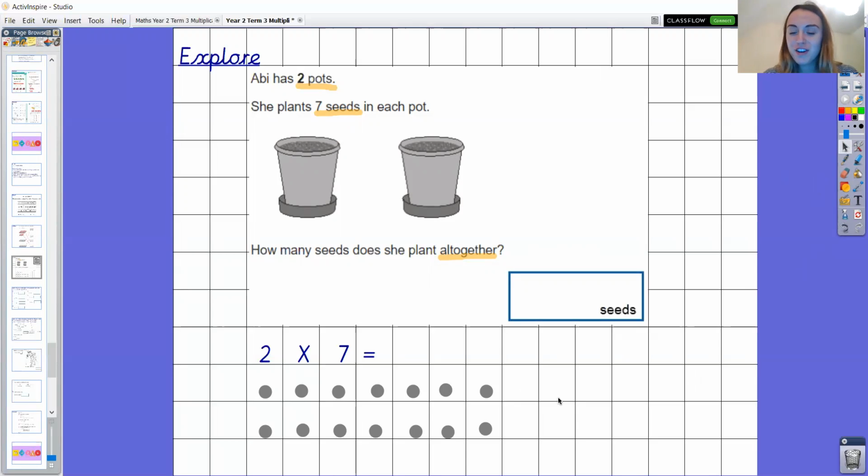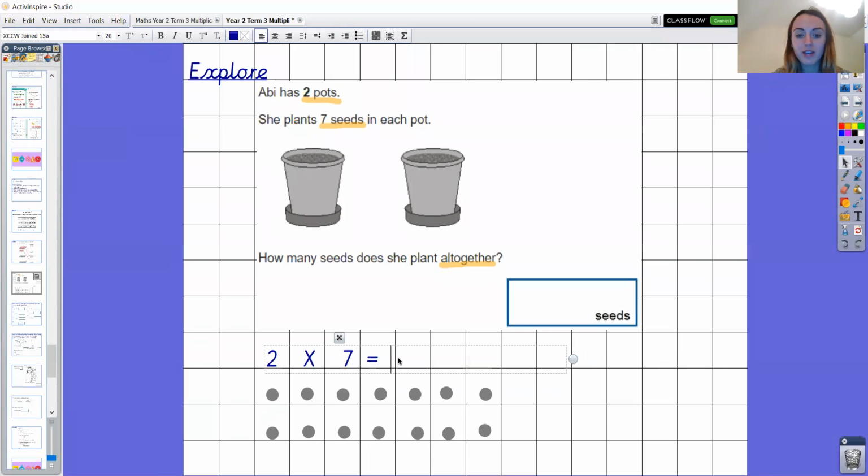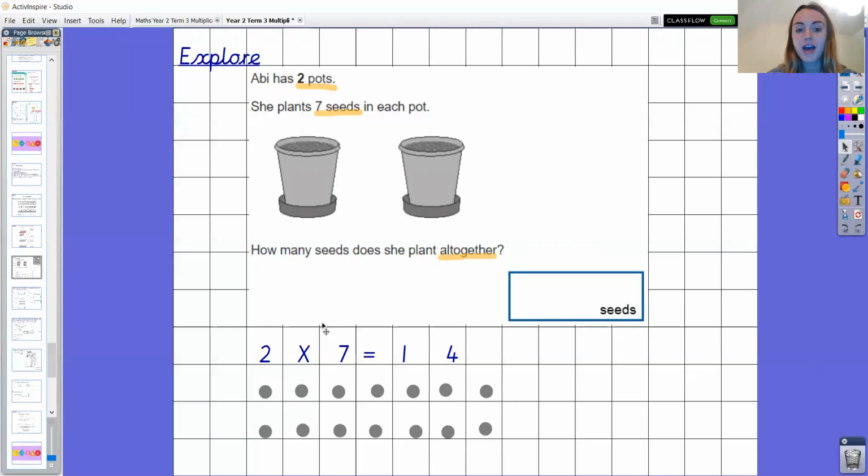We can use our Learn It fact to help us. What is double 7? So 7 adds 7. Well done. The total is 14. So we know that the product of 2 and 7 is 14. Shall we say the multiplication together using the word times? 2 times 7 equals 14.